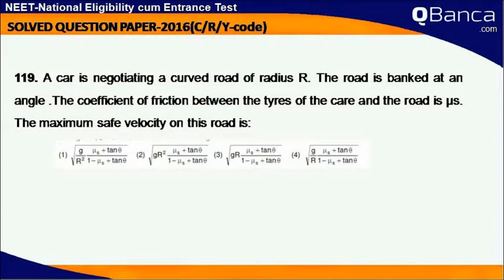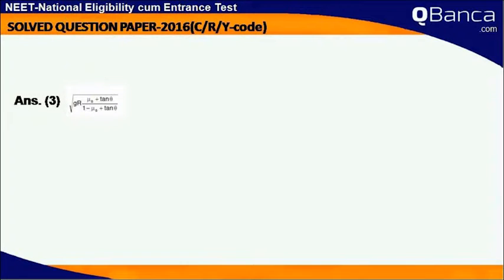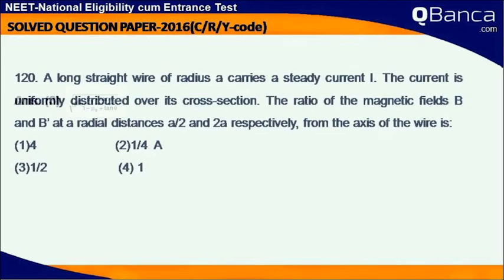A car is negotiating a curved road of radius r. The road is banked at an angle θ. The coefficient of friction between the tyre of the car and the road is μs. The maximum safe velocity on this road is answer 3: square root of gr (μs plus tan θ) by (1 minus μs tan θ).